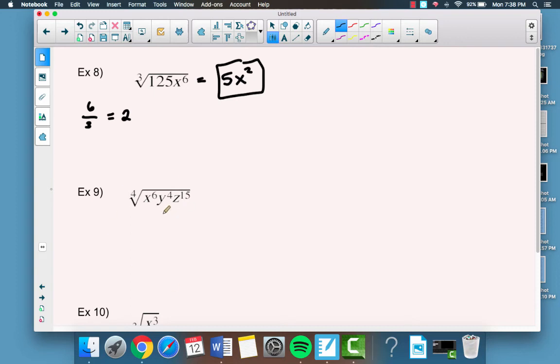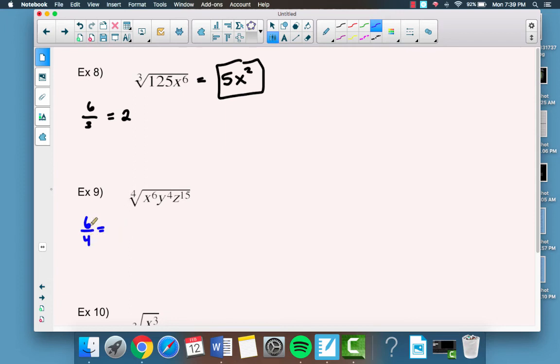So let's try this with example 9, because example 9 is a little bit different. So this one, I have no numbers, I just have exponents with variables. So I'm going to do the same concept that I did with example 8, where I had x to the 6th. So I'm going to start by dealing with the x's first. So I'm going to take 6 divided by 4. Okay, so the problem here is that 4 doesn't go into 6 evenly, so I'm going to have a remainder, and I'll show you what to do with that.